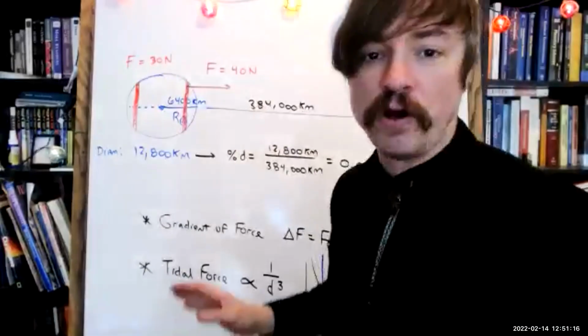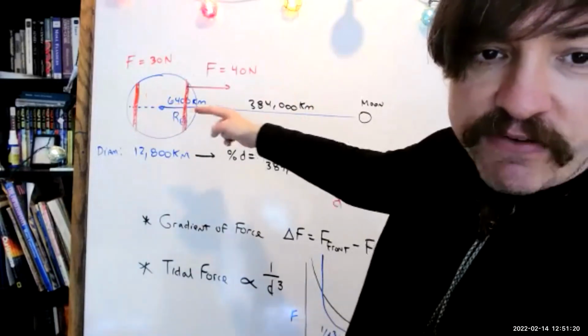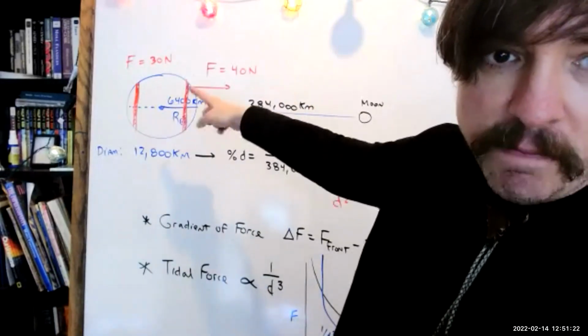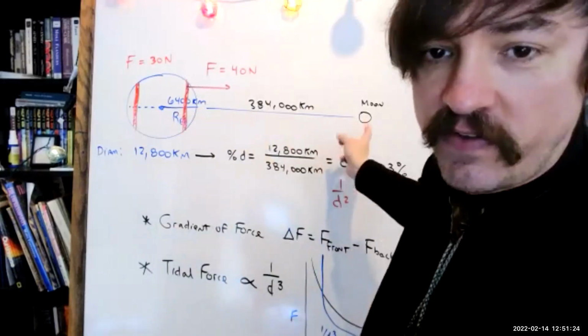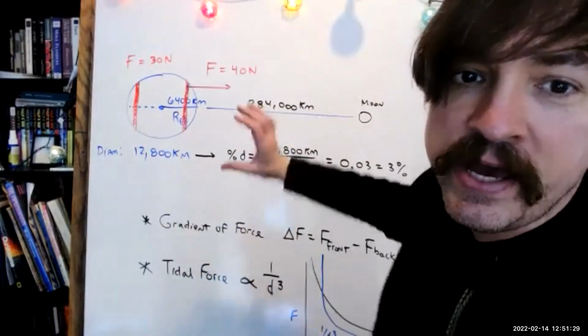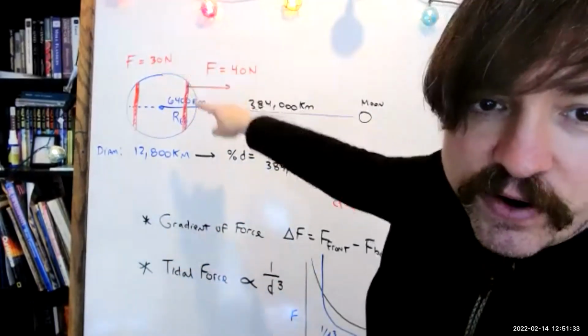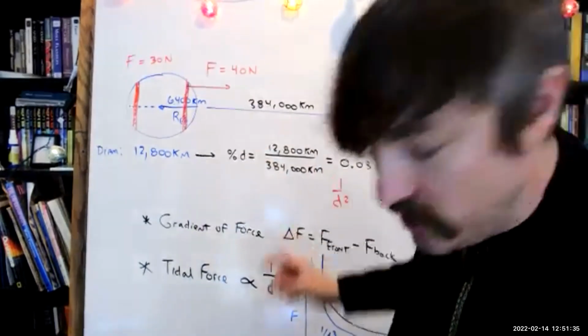Okay. So that means if you're the Earth, there is a gradient of force. The moon tugs on the Earth, just like the Earth tugs on the moon. It's a single force according to Newton's third law. But the moon is tugging on the front of Earth stronger than the back of Earth because the front side of Earth is 3% closer.